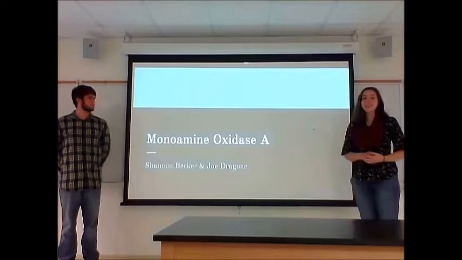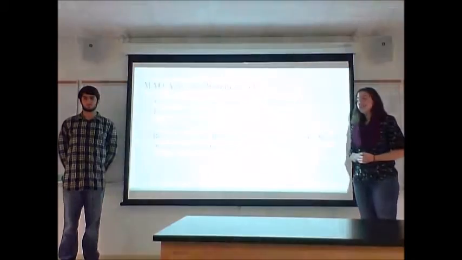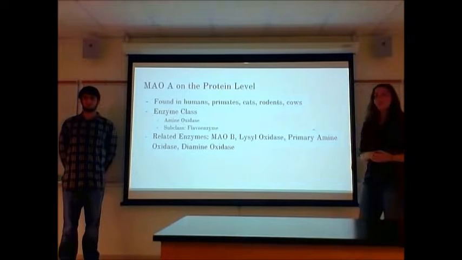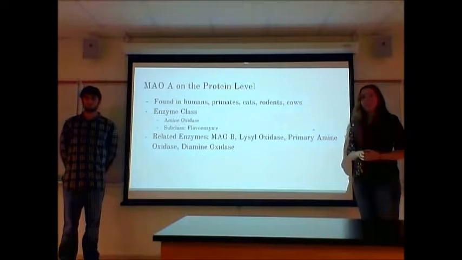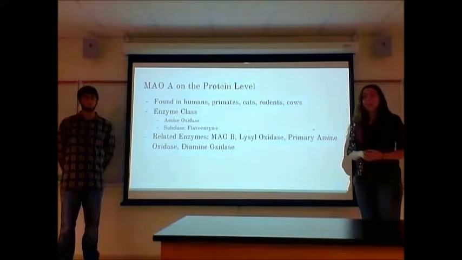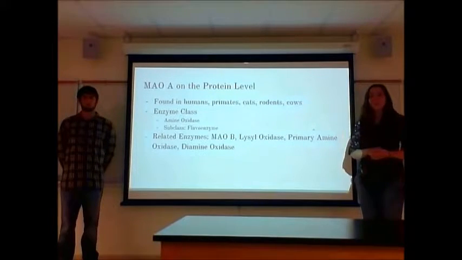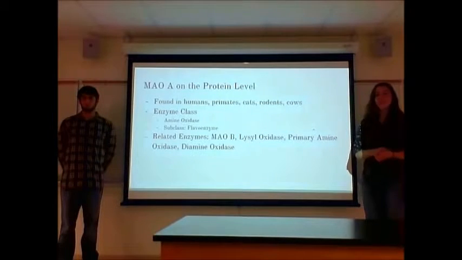And today we're going to talk about the enzyme Monoamine Oxidase A. Monoamine Oxidase A, or MAO-A, is found in humans, primates, cats, rodents, and cows. It's in the enzyme class amine oxidase in the subclass flavoenzyme. This means that it uses the cofactor flavin adenine dinucleotide, or FAD. FAD is significant because it is covalently bound through thioether linkage to the enzyme and is the only redox cofactor required for the catalysis of the reaction.